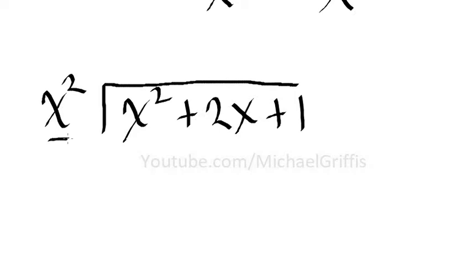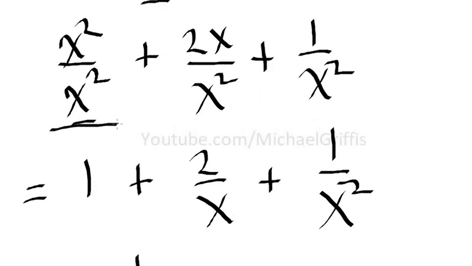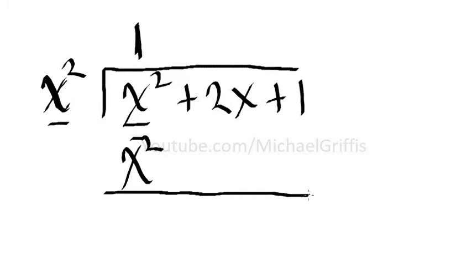So we look at this, x squared goes into x squared one time. That's the same thing as saying this right here. We'd write it like this. You see that? x squared over x squared. Then what we do is we take this 1, multiply it by the x squared, and you get x squared. All right, draw our line. Then we take our difference, and x squared minus x squared is 0. But then we just bring down the 2x plus 1.